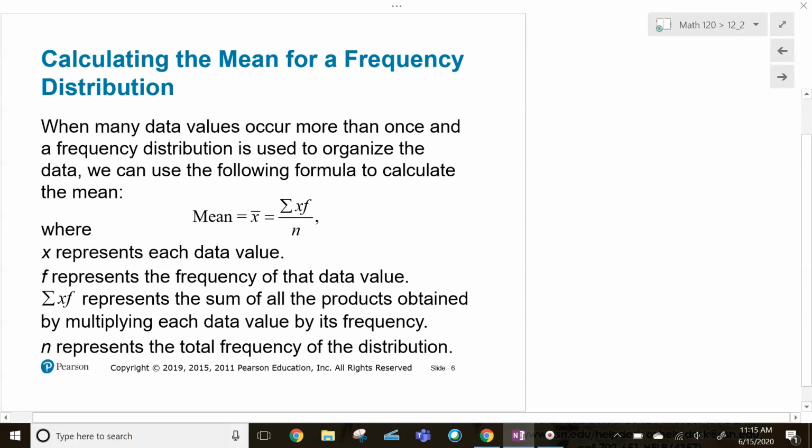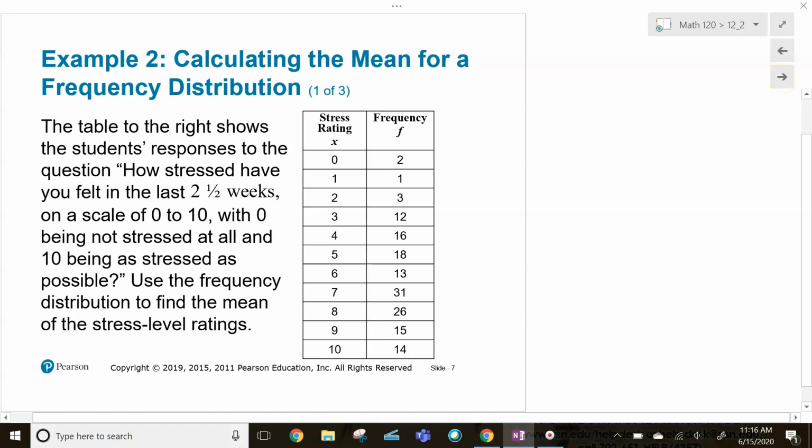Now, sometimes you have a ton of numbers, and there's a way that you can shorthand this a little bit when finding the mean. So this is saying take the sum of the data item times how many times it occurs and keep summing that up. The data item times how many times it occurs. So for example, here's this frequency distribution, right? And this is a stress rating. How stressed have you felt in the last two and a half weeks on a scale of 0 to 10?